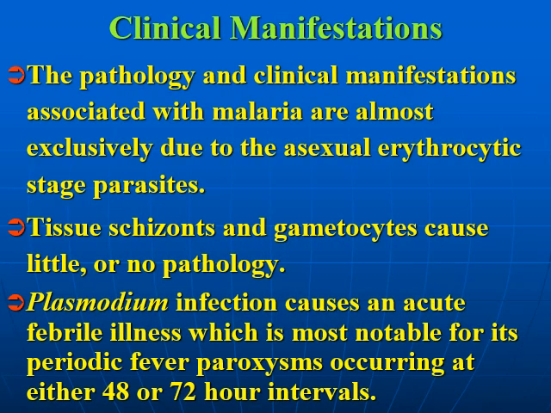The clinical manifestation of malaria is almost exclusively due to the asexual erythrocytic cycle. Tissue schizonts and gametocytes cause little or no pathology. Plasmodium infection causes an acute febrile illness, which is most notable for its periodic fever paroxysm, occurring at either 48 or 72 hour intervals.